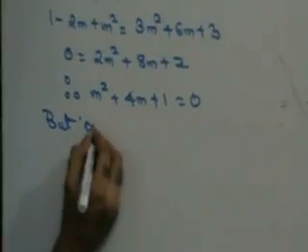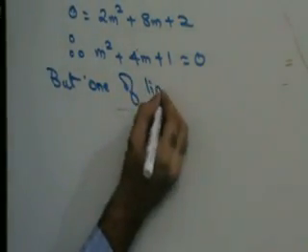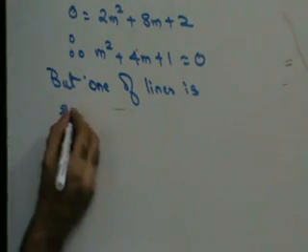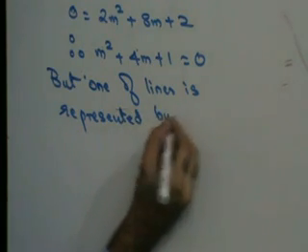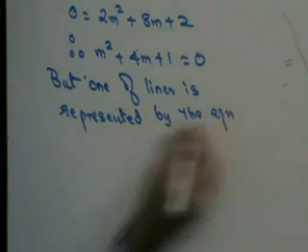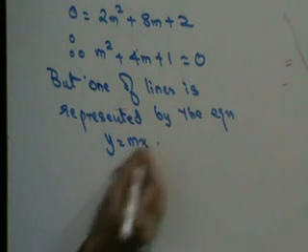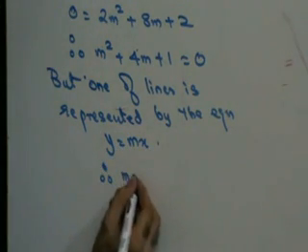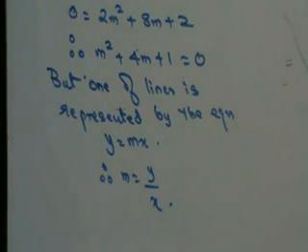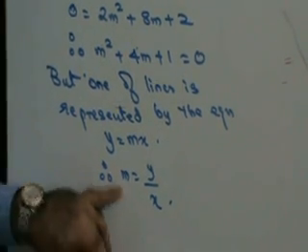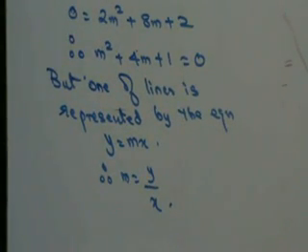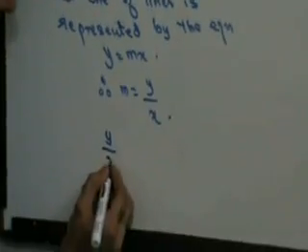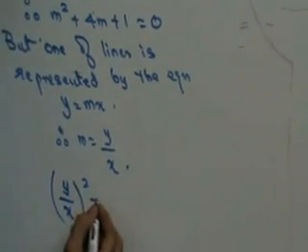But one of the lines is represented by the equation y is equal to mx. Therefore, I can say that m is equal to y upon x. That means this value of m should satisfy this equation.